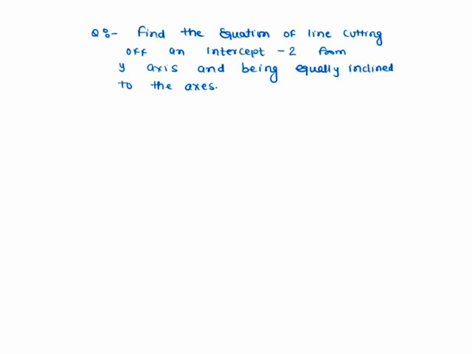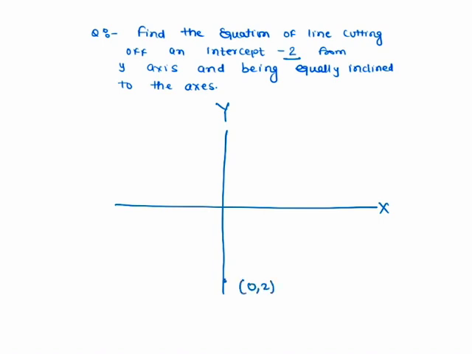Next one, a question is given. We have to find the equation of line cutting off an intercept minus 2 from y-axis and being equally inclined to the axis. Now we can draw x-axis and y-axis. One line intercept is minus 2 units, so it will intersect the point 0 comma minus 2, that is intercept is negative. So it will intersect the y-axis at 0 comma minus 2, and given is equally inclined to the axis, that means it will make same angle with x-axis and y-axis. Because this is 90 degree, this angle is 45 degree, this angle also 45 degree, so this angle also becomes 45 degree.